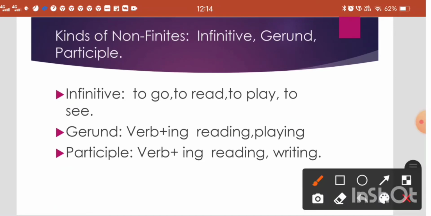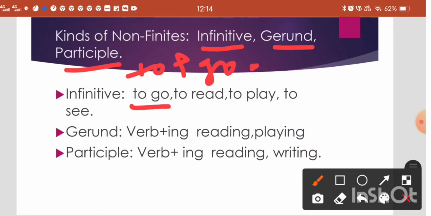Next, important points. Kinds of non-finites: infinitive, gerund, participle. Remember this. What is infinitive? How to form infinitive? To go. It means we have to add to to the first form of the verb. So to plus go. So that is to go. So this is our infinitive.